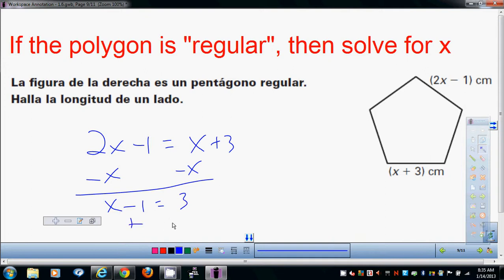Add the 1 to the other side. And x equals 4. And if you plug that back in, you should get the same thing. Not that you have to, but that would be 7 and 7, so it works. Questions?